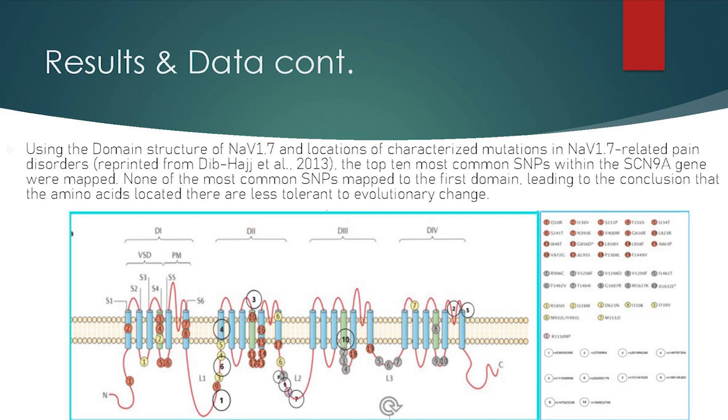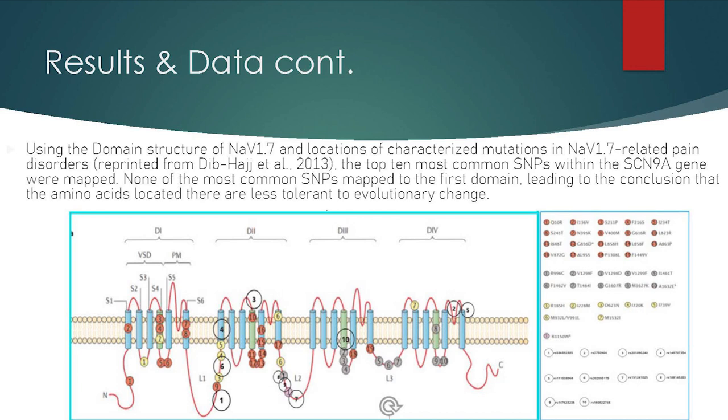You can see how there aren't any SNPs mapped in this first domain. And this first domain contains the VSD, which is the voltage sensing domain. So it senses how many ions are coming in through that channel. And this is the pore module. This PM stands for pore module.